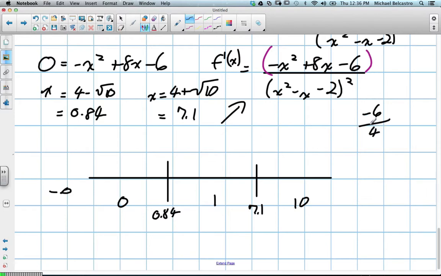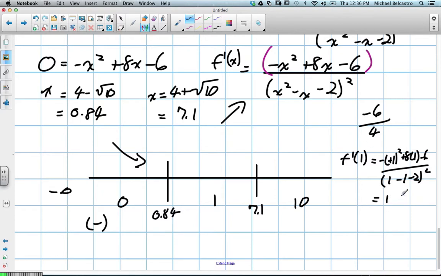Okay? And most importantly, I get a negative value. Because we get a negative value here, that means we'll be decreasing up until 0.84. We'll then take the value of 1. So f prime at 1 will give us, oops, sorry, that should be positive 1 squared plus 8 times 1 minus 6, all over 1 squared minus 1 minus 2 squared. Could have probably done this faster, but we got 1 plus 8 minus 6, all over negative 2 squared, which is 4. And it looks like we'll have a positive value on top and a positive value on the bottom, so we'll have a positive.